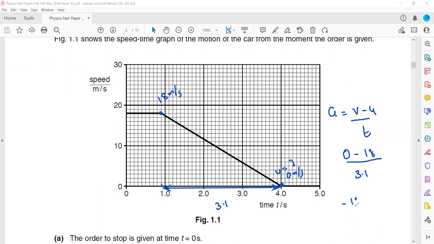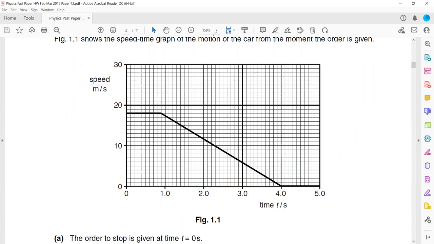So it will be minus 18 divided by 3.1. Minus 18 divided by 3.1 gives the answer minus 5.8 meters per second squared. The negative sign shows that it is decelerating, or slowing down. If you get a negative value, that means it is deceleration. So negative 5.8 shows the deceleration of the car.